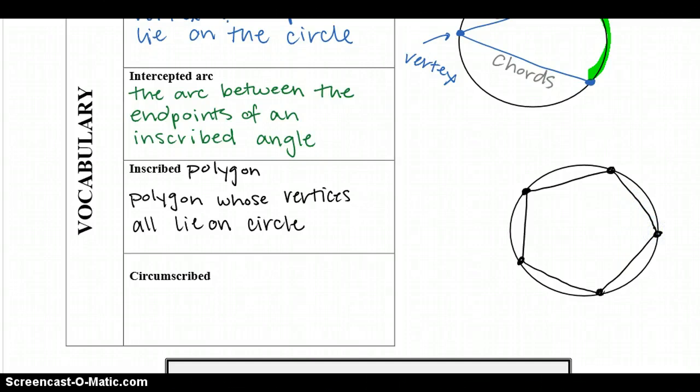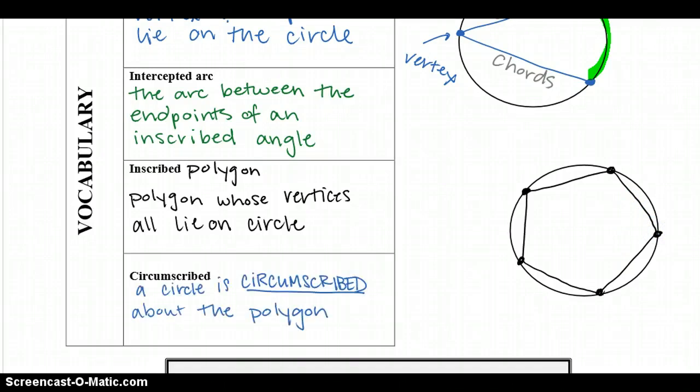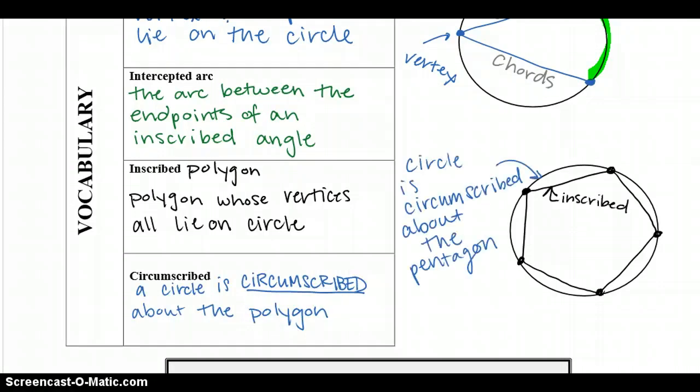So here I have an inscribed pentagon. So when I have an inscribed polygon, we say that the circle is circumscribed about the polygon. So in my example, the pentagon here is inscribed in the circle, and we can say the circle is circumscribed about the pentagon.